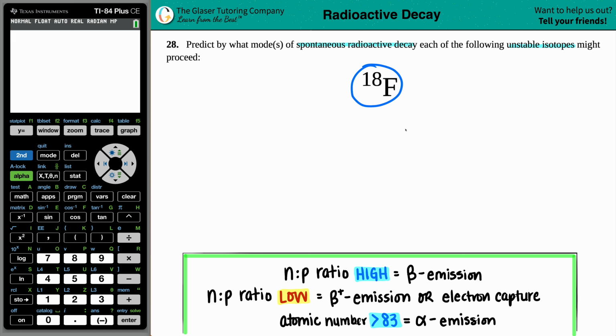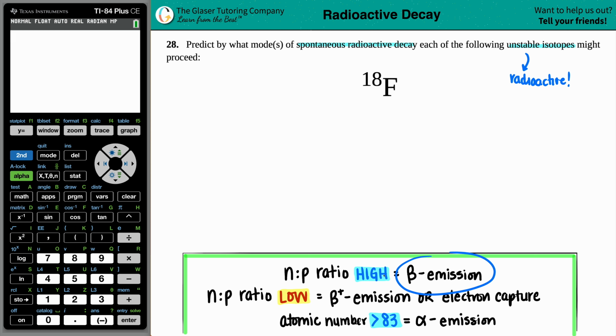this isotope, this nuclide that they gave us, fluorine, number 18, is unstable, right? And so unstable that it's radioactive. It's not going to want to be radioactive for long. It's going to want to turn into its stable form. So it's going to release some type of particle in order to become stable. But we have to figure out what type of decay mode, or what type of particle, it's going to release.